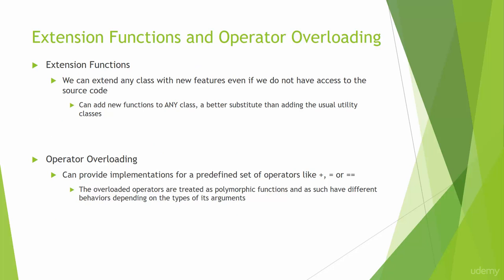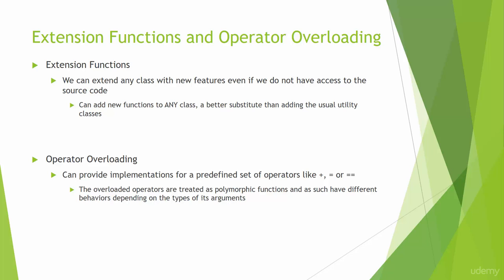We also have this idea of extension functions and operator overloading. With extension functions, you can extend any class with new features even if you do not have access to the source code. So with the Java APIs, you can extend the collection classes. You can add any new functions to any class. There's an Any type in Kotlin that's similar to the Java Object. It's the superclass of all types. And you can extend any class in Kotlin. So it's a better substitute than adding the usual utility classes. In the past, in Java, you would have to add a utility class if you wanted to add new features to API classes. You don't need to do that in Kotlin.